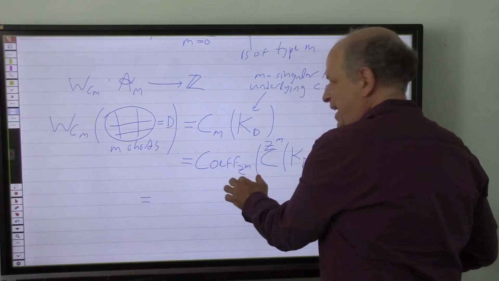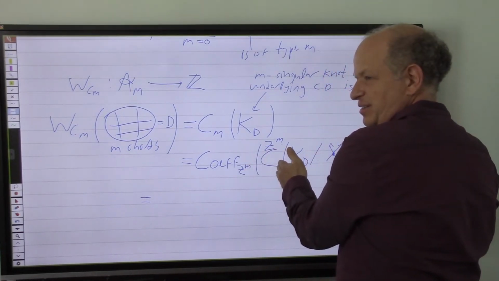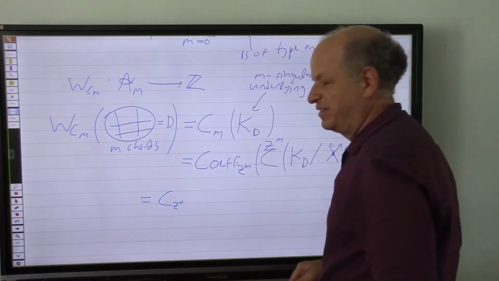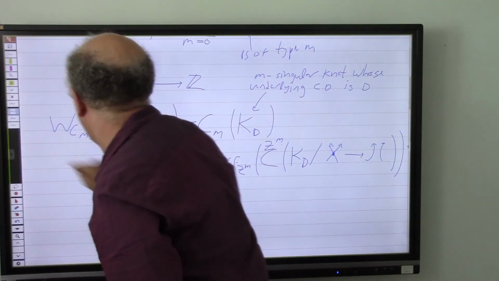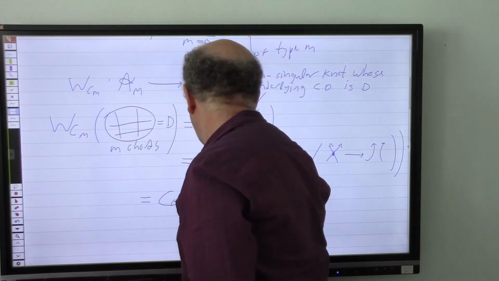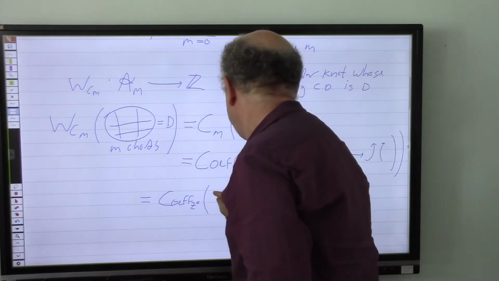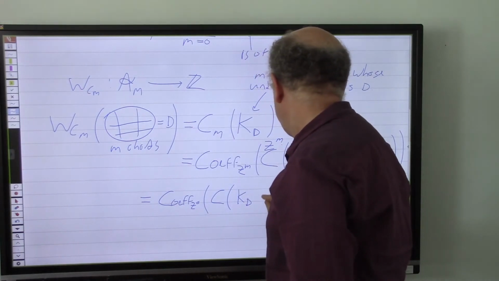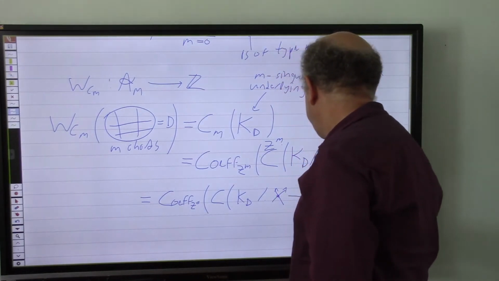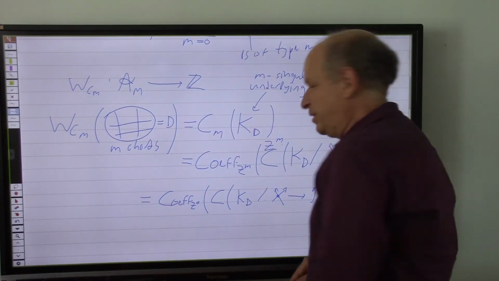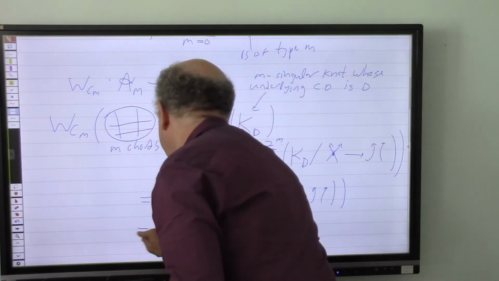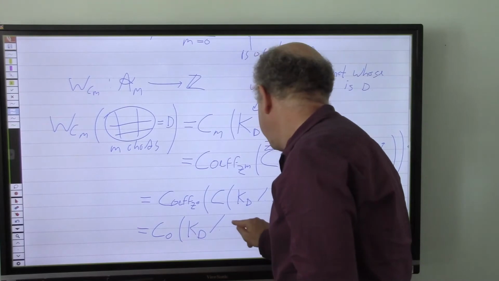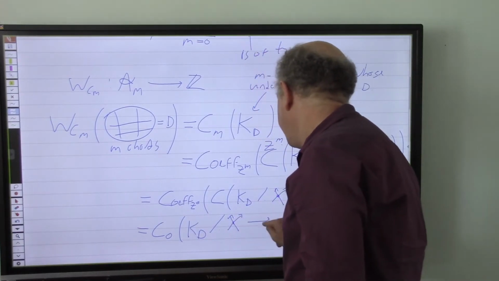But now, the coefficient of z to the m inside this is the coefficient of z to the 0, right? Just don't put the z to the m. So it's the coefficient of z to the 0 inside the Conway polynomial of KD in which you replace every double point by a smoothing. But the coefficient of z to the 0 is just a different name for C0. So it's C0 of KD, in which you replace every double point by a smoothing.